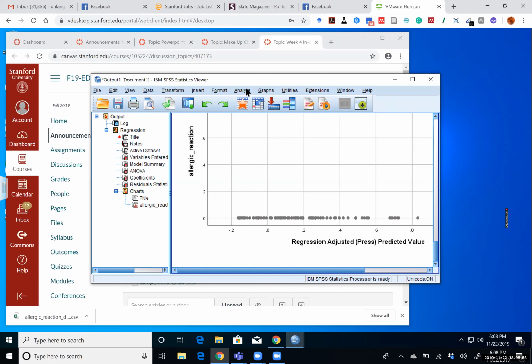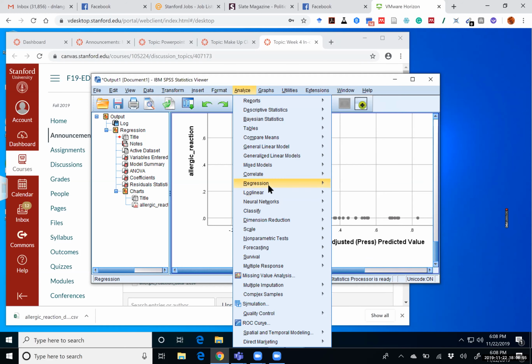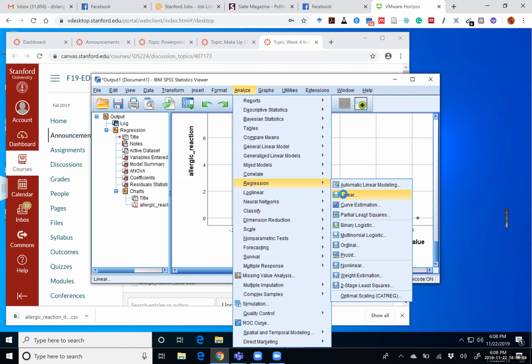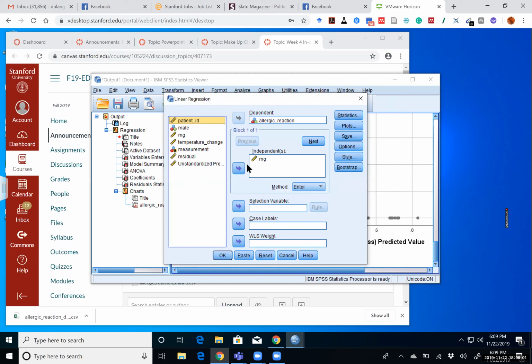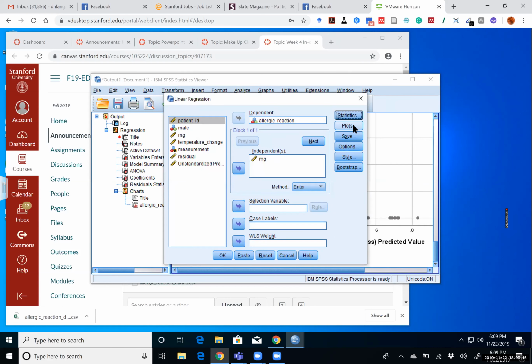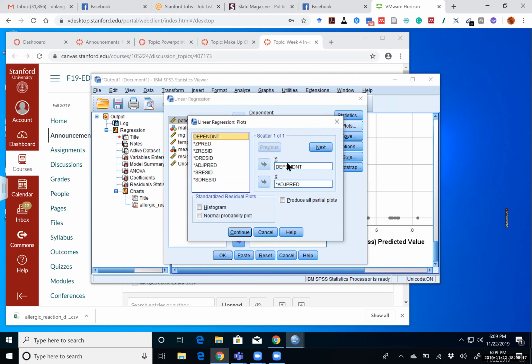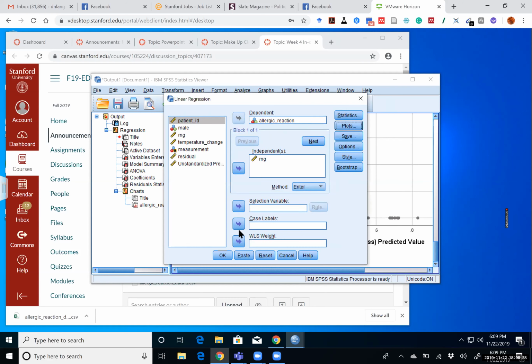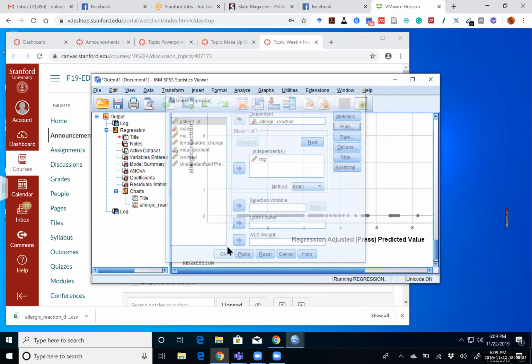Actually, that isn't quite giving us what we want, so let's do that regression again. We're going to do a linear regression on whether or not a patient had an allergic reaction based on dosage. Our statistics, we're getting our estimates. And the plot, let's ignore the plot for now. So we're just running a linear regression.